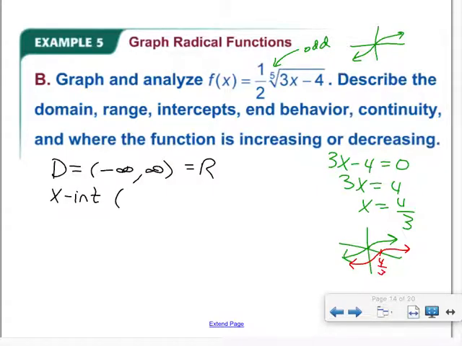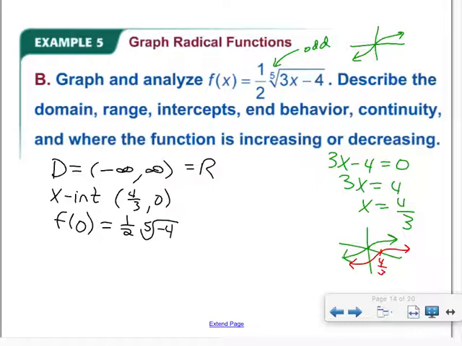The x-intercept we just found was 4/3. So setting that center, that stuff that's inside the square root, the cube root, the whatever, equal to 0 will always help you find your x-intercept. Our y-intercept, remember, we have to plug in 0. So we get 1/2 the fifth root of -4.